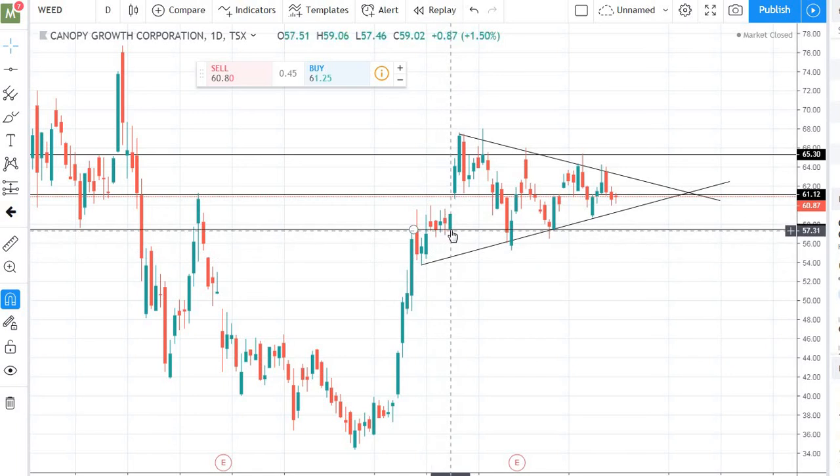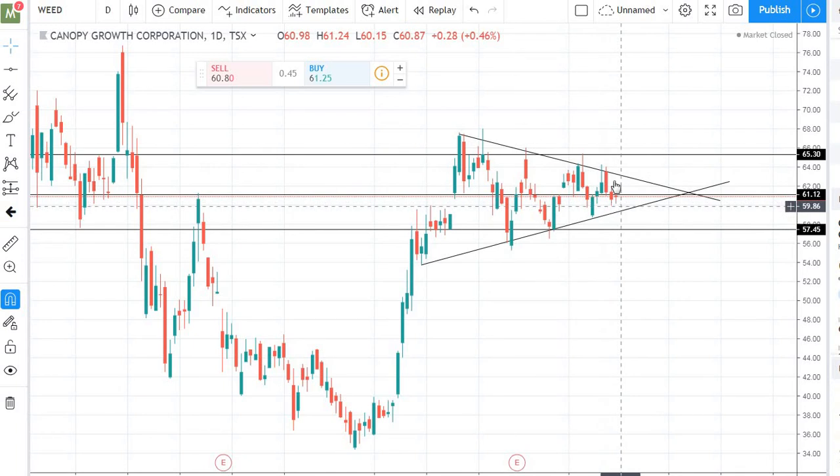Bounce, bounce, bounce. Finally breaks over. Up here, rejected, rejected, rejected. And then here, kind of bouncing around. So I would consider this here kind of an equilibrium channel. It's basically what the stock's doing: bouncing, bouncing, bouncing.